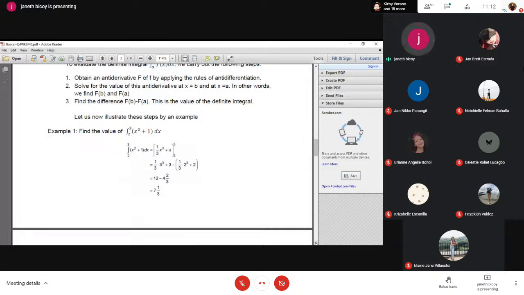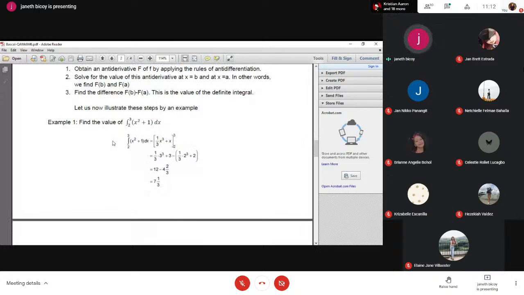Now, for example 1, find the value of the integral of the quantity x squared plus 1 dx evaluated from 2 to 3. Okay, so take note, the integral of this is equal to, sa integral sa x squared, di ba? x cubed over 3. What is the integral of 1 dx? Di ba x? So this time, since we're talking about the definite integral, ato nang butangan diya bracket class, then this is the lower bound, this is the upper bound.